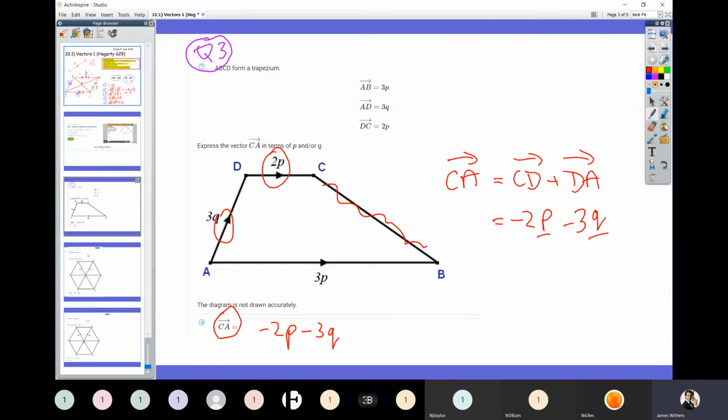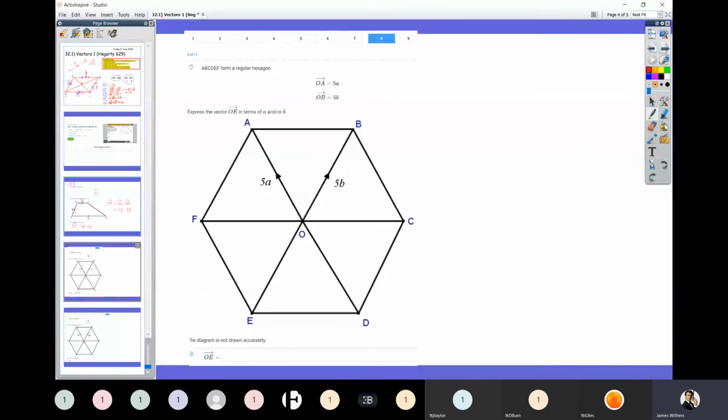Right, let's do an example of question 8. Now, this looks a bit more common. It's a hexagon, so you've just got to appreciate what's going on. They're calling that 5A, that's 5B. Going from O to E is therefore an opposite of that one. So that's a minus 5B. I don't know if I need it yet, but I'm just filling in what I know. Going from O to D, that's a minus 5A. It's exactly the same length, but in completely the opposite direction.